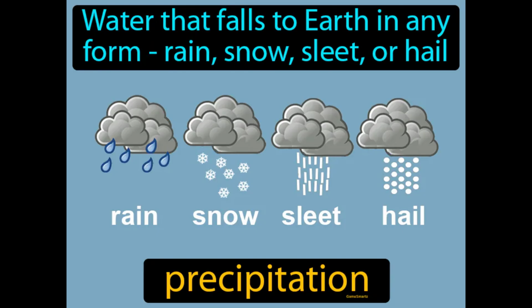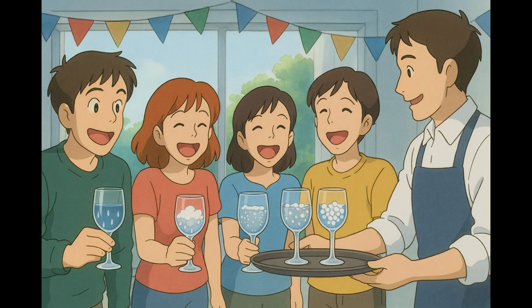Water that falls to Earth in any form, like rain, snow, sleet, or hail. Precipitation. Precipitation is when water from clouds falls to the ground as rain, snow, or ice. Imagine you're at a party with a variety of drinks being served, but you're not sure what you'll end up with in your glass. Just like the uncertainty of which drink you'll receive, precipitation involves different forms of water falling from the sky, such as rain, snow, sleet, or hail.